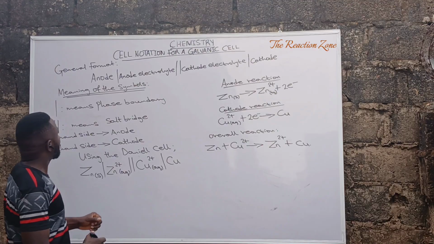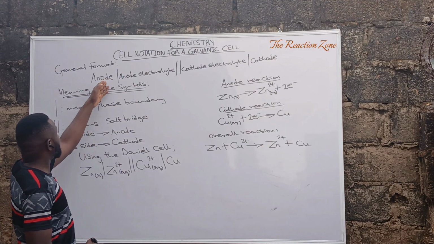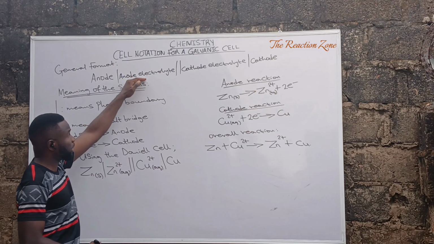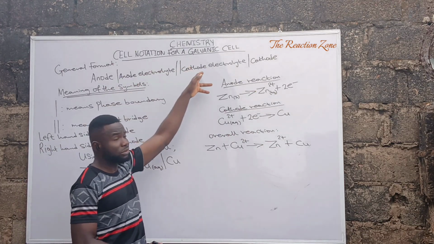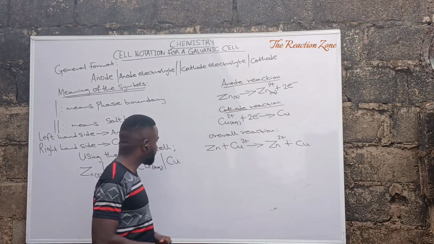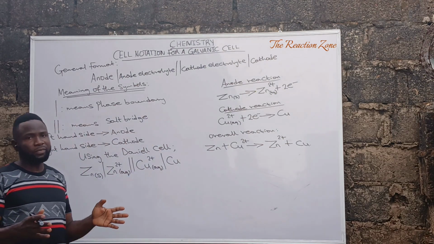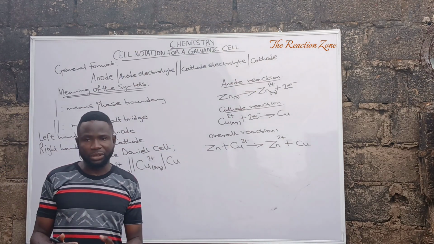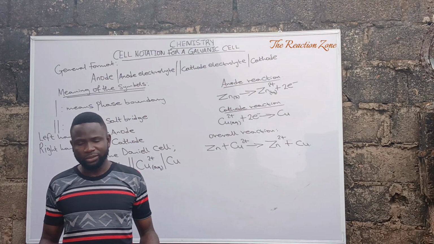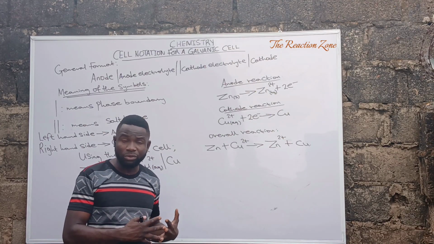So, to the extreme left, you have the anode, followed by the anode electrolyte, then the cathode electrolyte, as well as the cathode. Now we're going to use the Daniell cell as an example. So we're going to see how to represent the Daniell cell using cell notation.